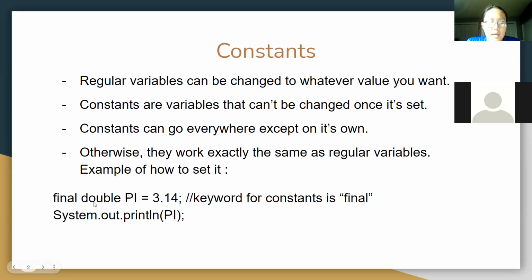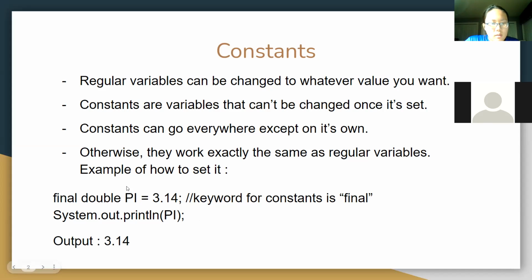This is how you're going to set it. If we just ignore the final part and look at double pi equals 3.14, this looks exactly like what we would expect a regular double variable to look like. The only thing changing here is that we're adding a final. So the keyword for constants is final. Whenever you want to signify to Java that a variable is a constant, you add this final keyword right here so that Java knows it's a constant and will keep track of that. And so when we print pi out, it outputs 3.14.